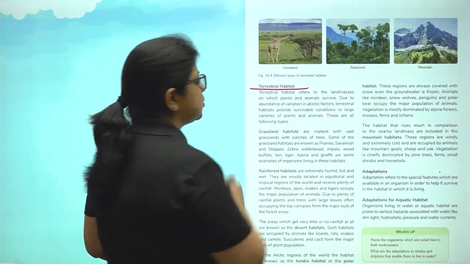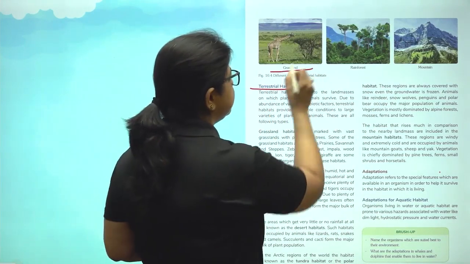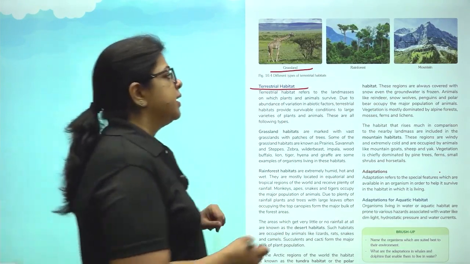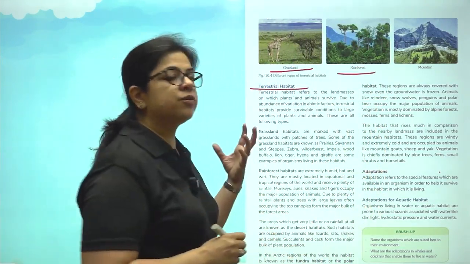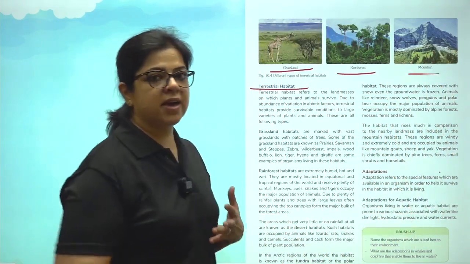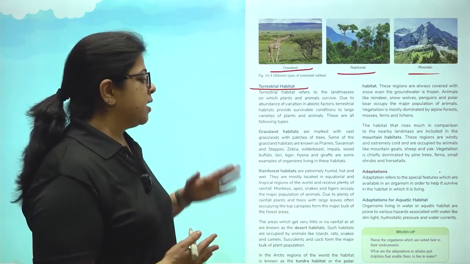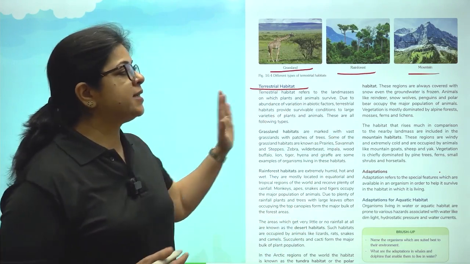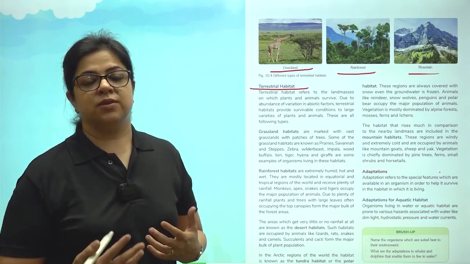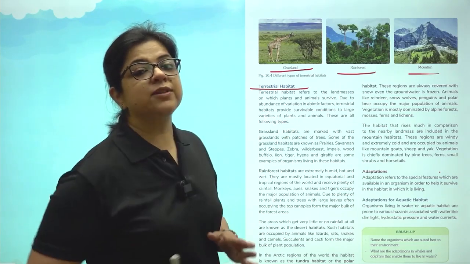Coming next to terrestrial habitat. Now terrestrial habitat can either be a grassland where you will find giraffes, zebra, lions, tigers, etc. It can be a rainforest where you are going to find monkeys, etc. Or it can be mountains where you will find the yak, you will find the llama, alpaca, lion, camel, etc. Now, depending on these different places where an animal stays, it develops features which will be particular to these different habitats only.